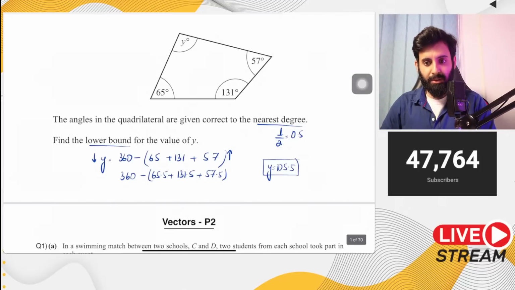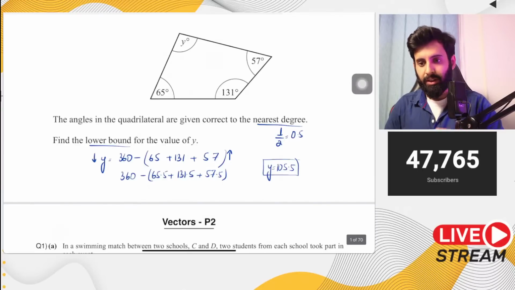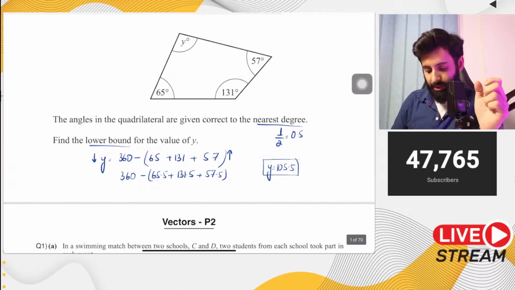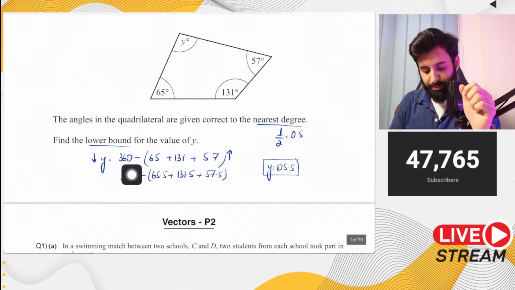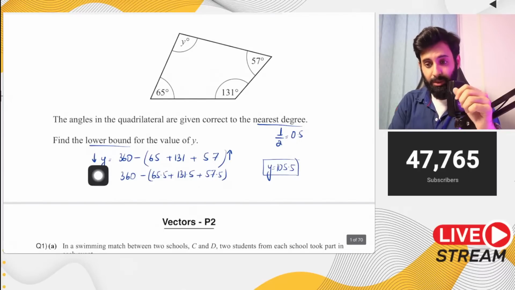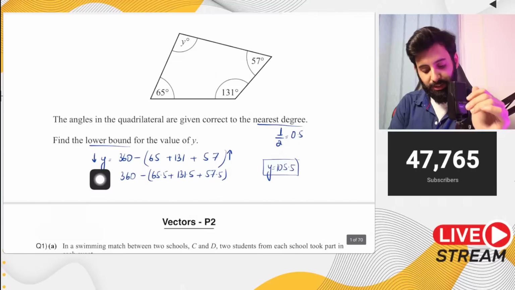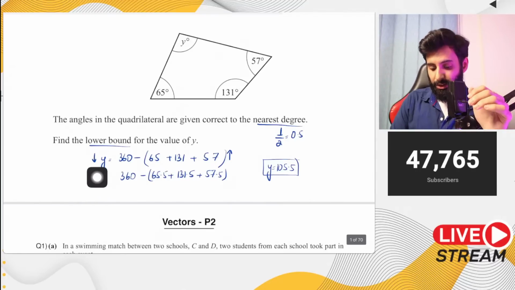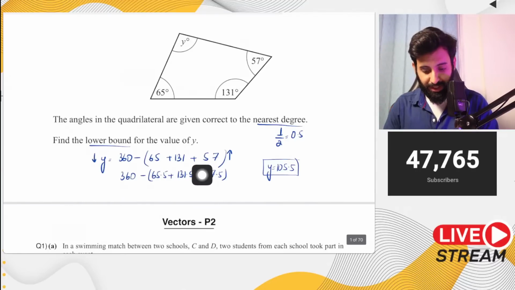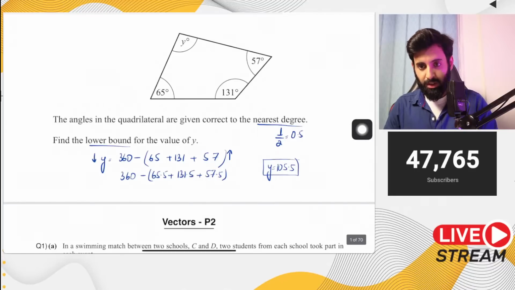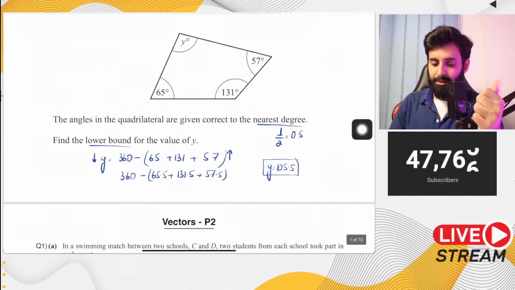Why did I take the upper bound for getting the lower bound? Just think of it this way. If y comes as a result of subtracting some values, and you want to make sure that what you're left with at the end, which is y, is as small as possible, then you'll make sure that whatever you're subtracting is as great as possible. So just remember the simple rule.